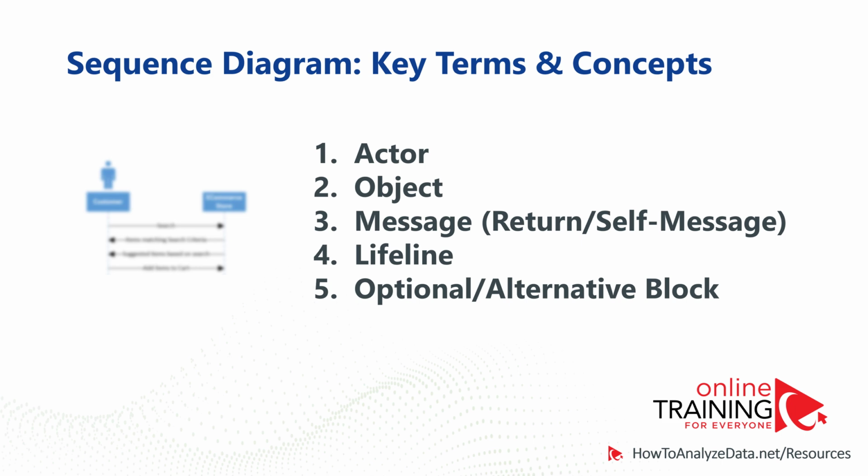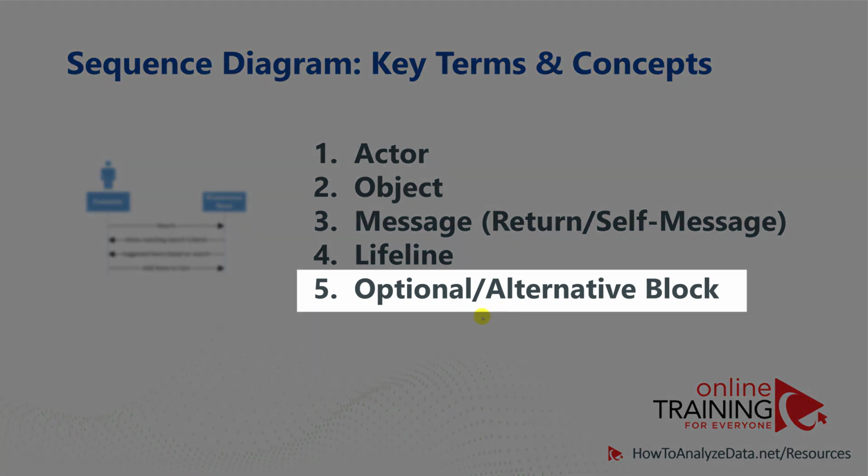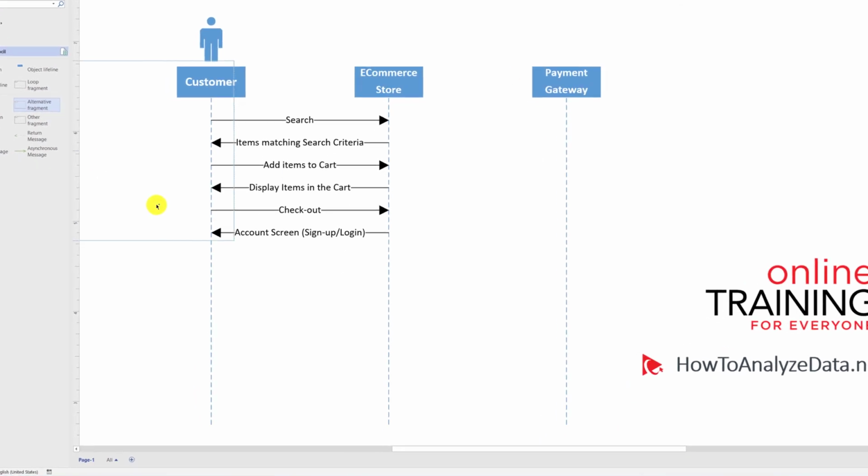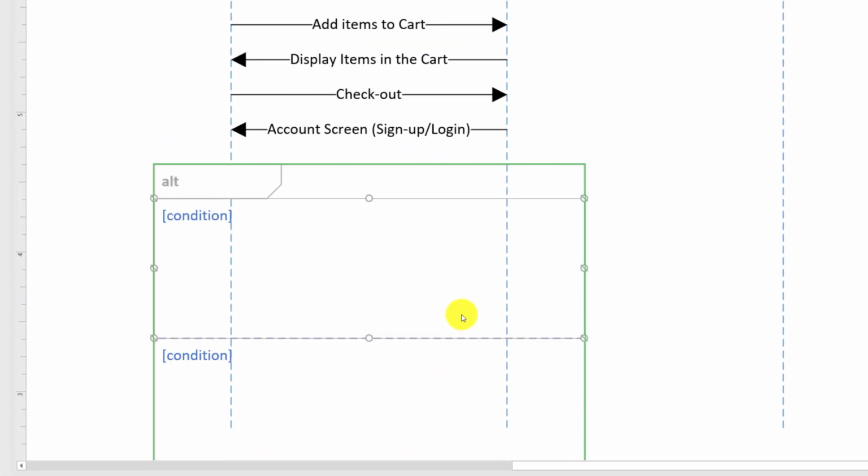Because creation of the new account versus logging in with existing account is the condition, we would need an alternative block to represent this condition on the sequence diagram. To represent this condition on the diagram, we bring an alternative fragment right into the diagram. It shows Alt for the alternative condition, and it shows condition 1 and condition 2.